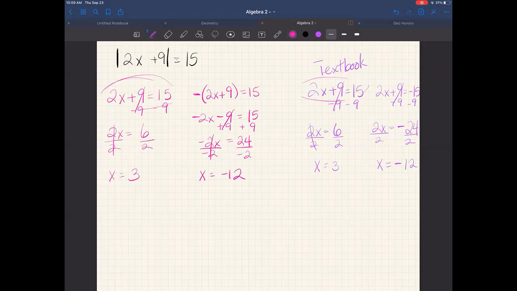I'm always going to be more comfortable with my way because that's the way I learned for years and years and years. I can see that the textbook might be easier, but it would take me extra effort to think to do it that way, right? Just like with the inverses. So you pick whichever way you want.